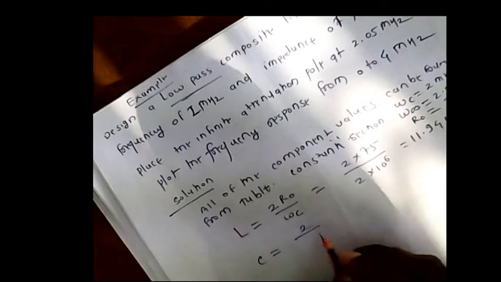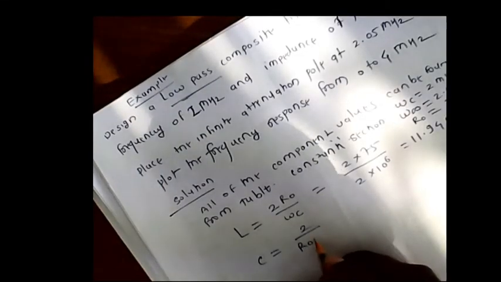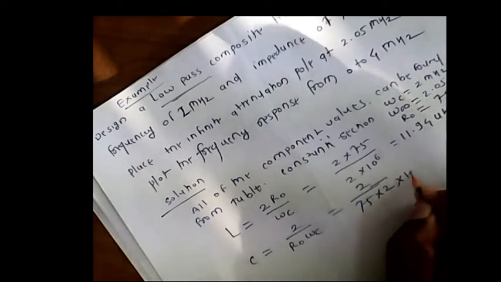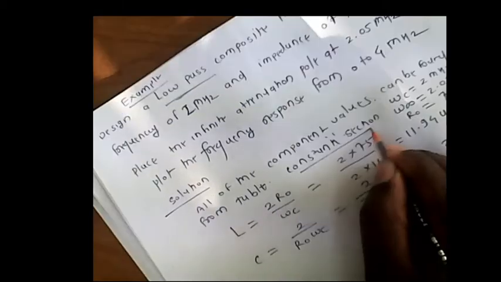Then we calculate the capacitance. So 2 divided by R0 into cutoff frequency. We know the value of R0, that is 75 ohm. Cutoff frequency is 2 MHz. So 75 into 2 into 10 raised to power plus 6. So we get the value of capacitor as 2.122 nanofarad. Similarly, this is for the constant K section filter, which is the low pass section.